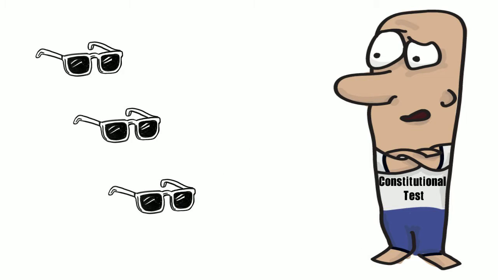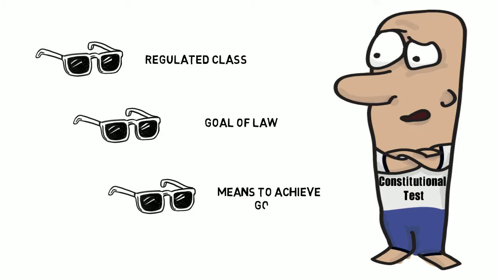Every law consists of 3 components: the class it regulates, the goal of the law, and the method or means by which the law achieves its goal or purpose. Let's look at each component separately.